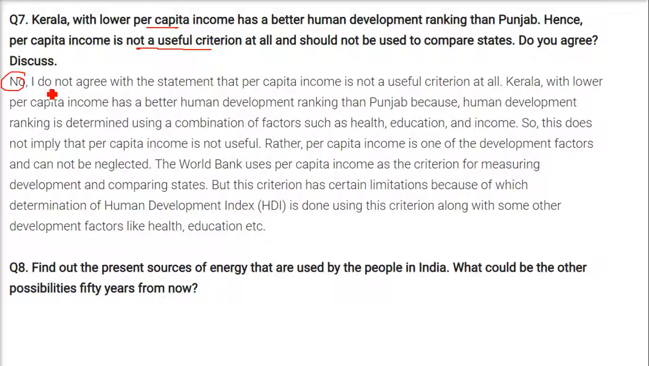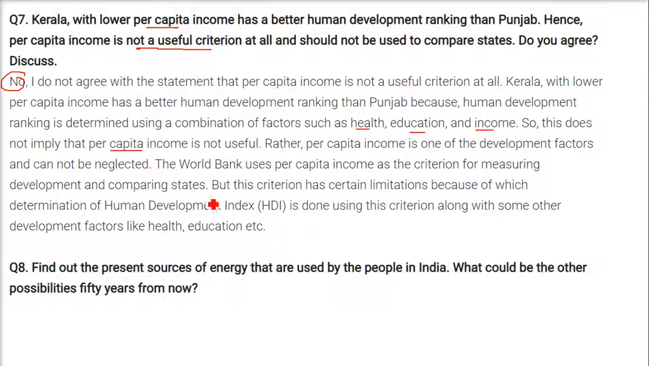Okay. So this is for those students who disagree with this statement. Kerala, with lower per capita income, has a better human development ranking than Punjab, because human development ranking is determined using a combination of factors like health, education, and income. So this does not imply that per capita income is not at all useful. Rather, per capita income is one of the development factors that cannot be neglected at all. The World Bank itself uses per capita income as the criterion for measuring development and comparing states. But this criterion has certain limitations.